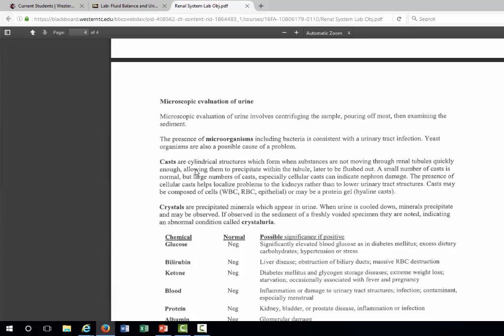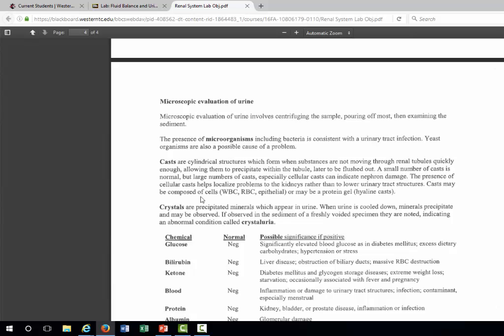And then casts are uniquely shaped. They have a real nice orderly shape. They're cylindrical, and they form when things are not moving through. So they sit in the nephron too long, and they have this cylindrical structure. And then they end up in the urine.